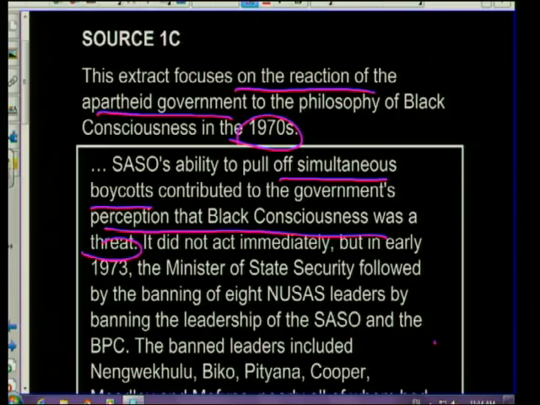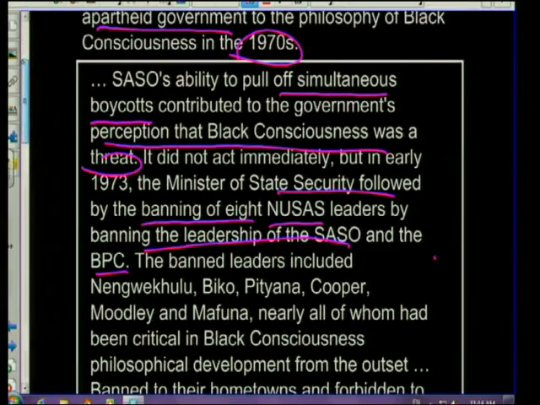The Minister of State Security followed the banning of 8 NUSAS leaders by the banning of the leadership of SASO and the BPC. If we move on, we're looking at people like Biko, very important, other leaders like Cooper, Moodley, all prominent black philosophy or black consciousness thinkers and idealists.